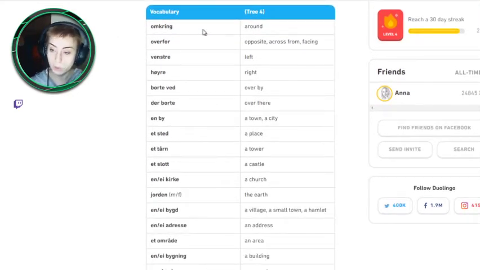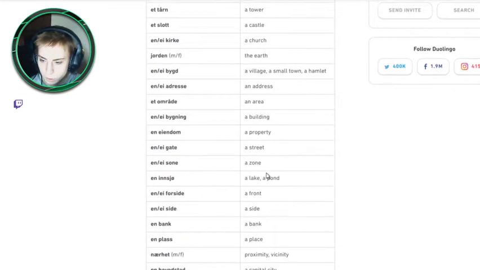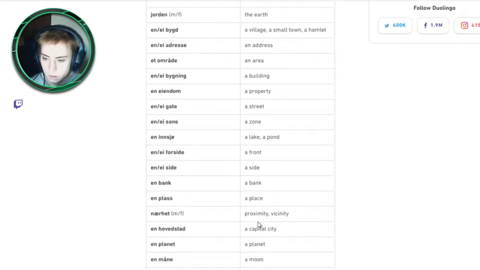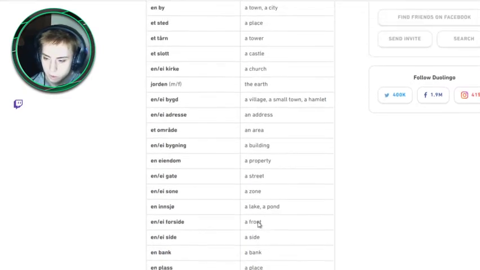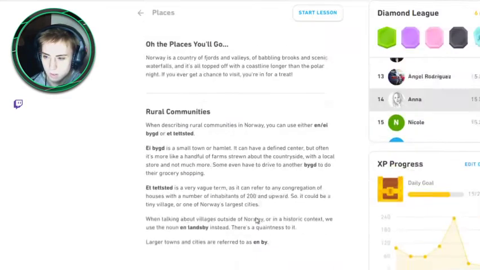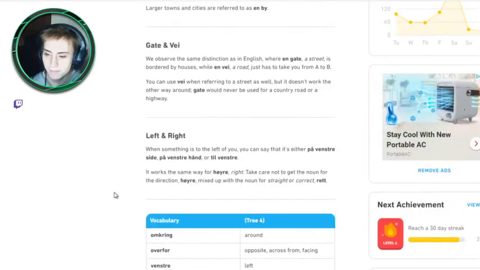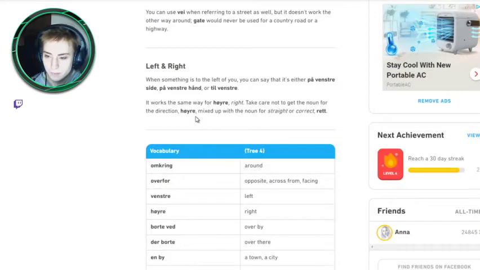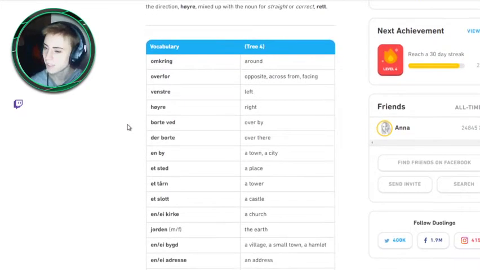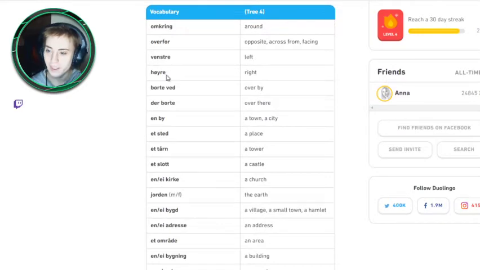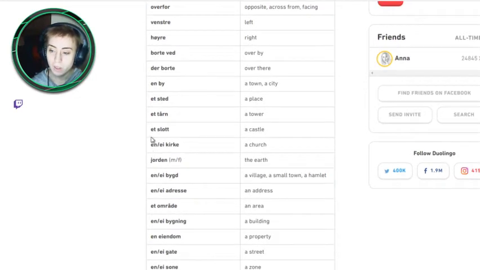Some vocabulary: omkring, around; overfor, opposite; vestra. Höger is right. What's the word for direction? I know it's in here somewhere. No? Am I tripping? Okay. Yeah, I might be tripping. Borte, over there, där borte. I like that word, borte. And by, and stad, and tårn, slott, castle.